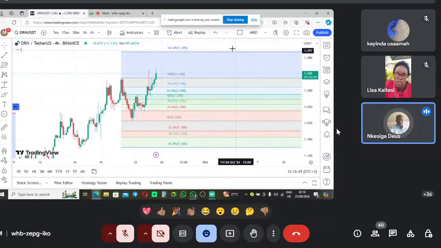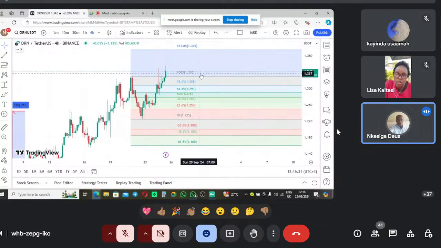So let us move. This Fibonacci has two important percentages that we need to look at when we are in an uptrend. It has two important values that we need to look at. And in a downtrend, we have only three important values that we need to look at.